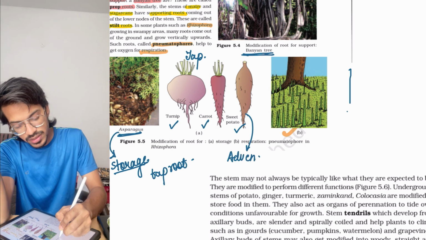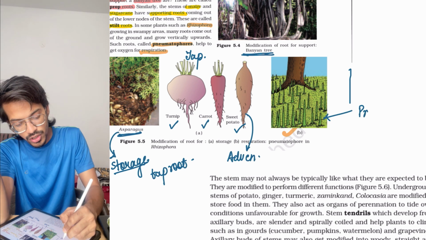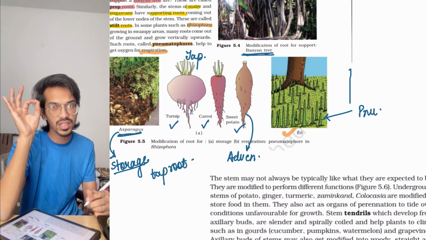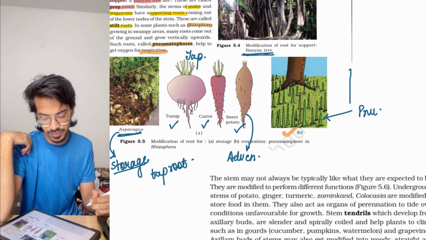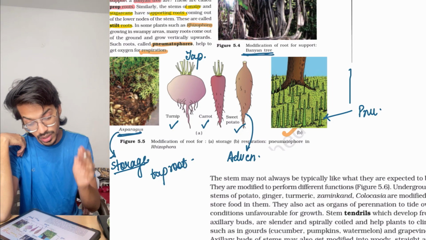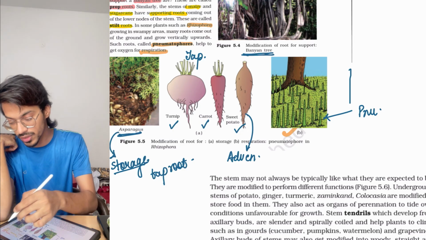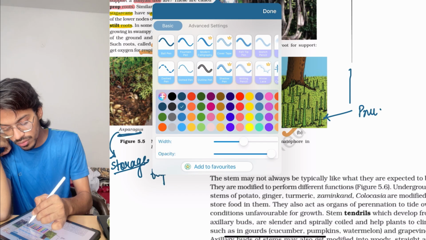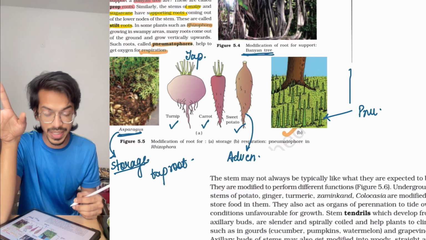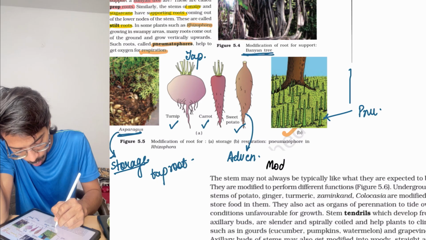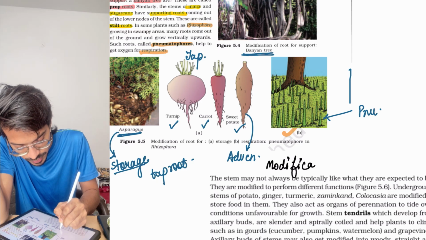And the last one is the pneumatophore. So these are pneumatophores. There are certain holes present in them through which oxygen is taken up. This is about the roots, so modifications of the root. After modification of the root, the first topic which is deleted, we have completed. The next is the modification of stem.